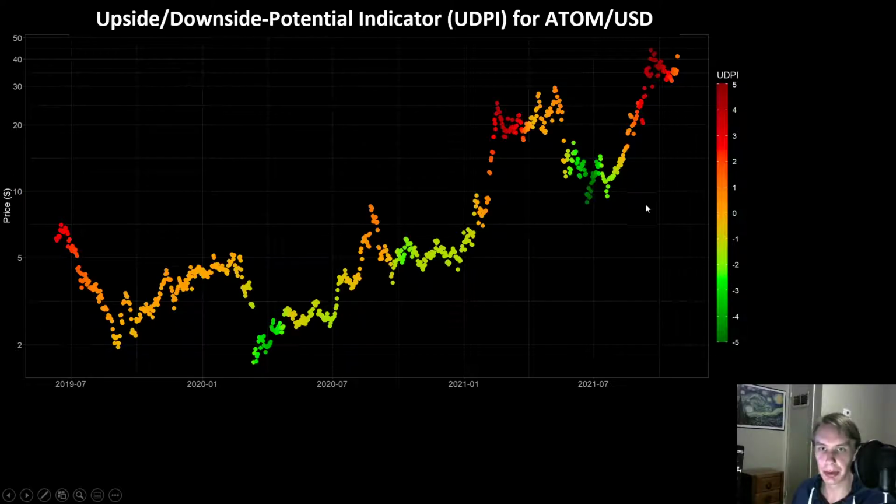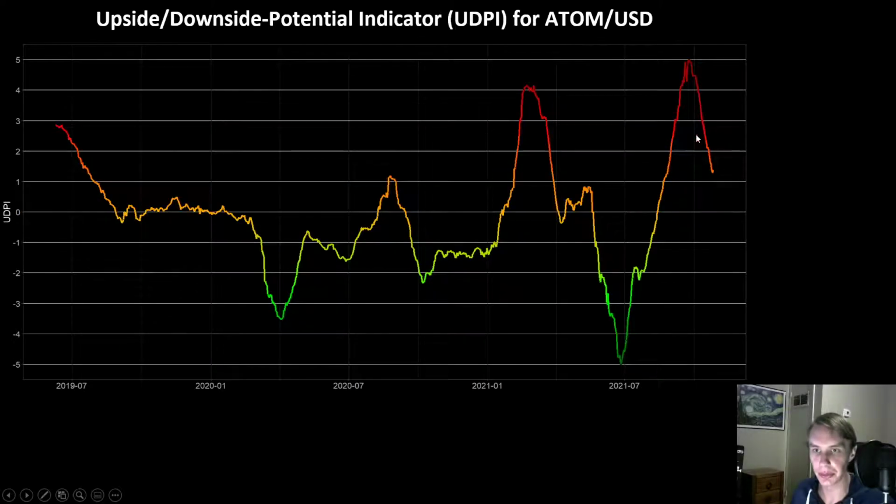So to talk a little bit more about what Atom's doing right now, I want to show a different graph. This graph shows just the raw output from the model across time. Now I'm plotting on the y-axis the UDPI output. So again, 5 is high risk, -5 is low risk. The line here is just the output of the model across time, and the color coding corresponds to the level of the UDPI. Darker red means higher risk.